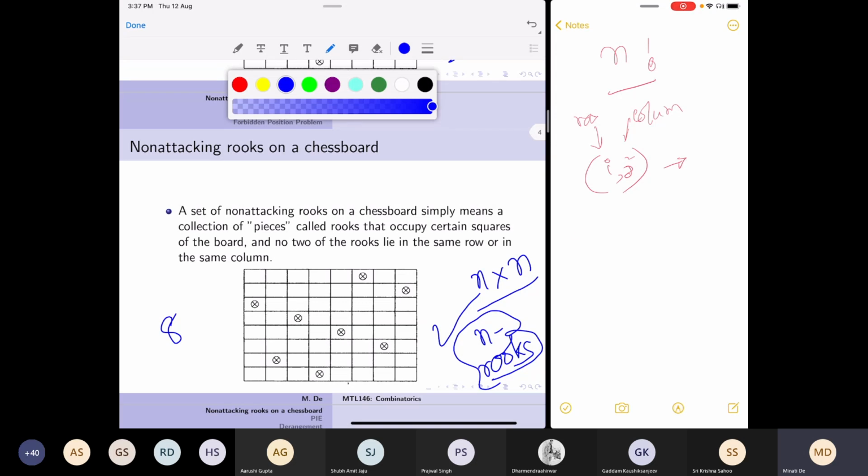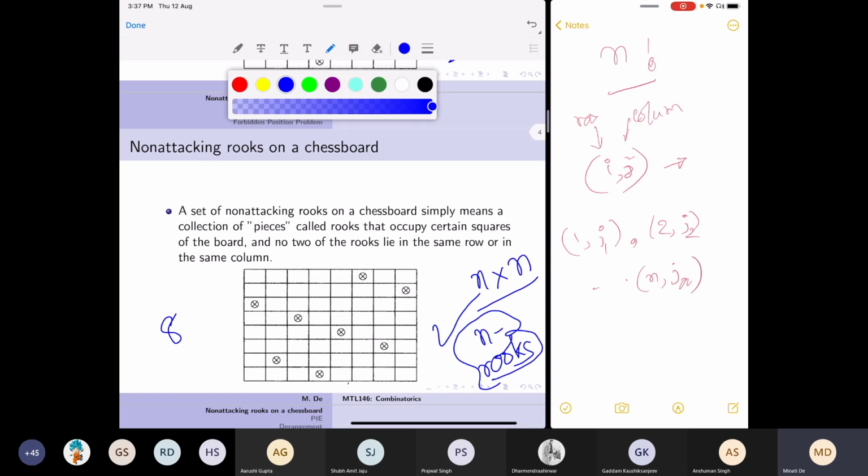So I can give them (1, some j), (2, some j), up to (n, some j). Let's say (1, j1), (2, j2), up to (n, jn). These are the positions of the rooks, which satisfy the property that none of them are in the same row. Now we also need to ensure, as Adushi mentioned, that they should not occupy the same column. So how would you specify that?